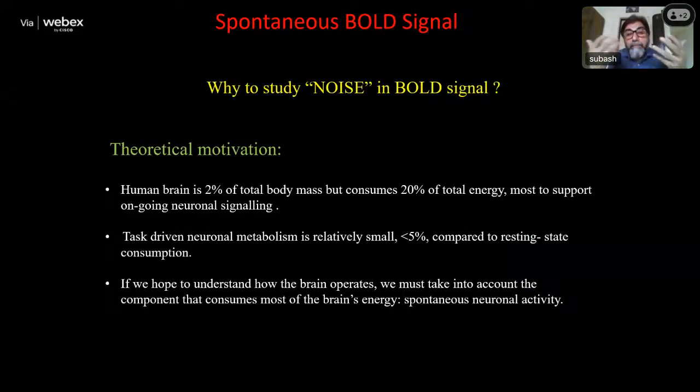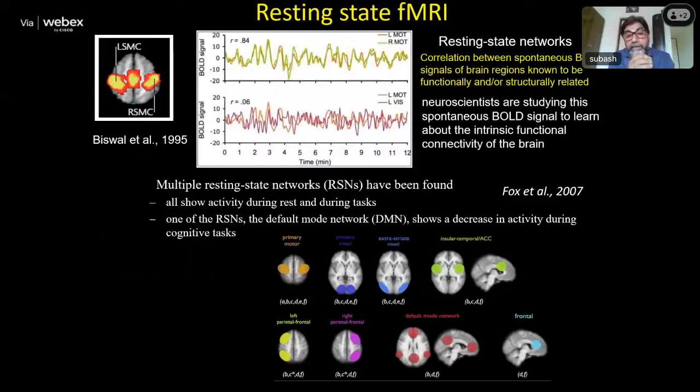So what is the motivation behind studying noise in the BOLD signal? We know the human brain is 2% of total body mass, but consumes about 20% of the total energy, mostly to support ongoing neuronal signaling. So that means the brain consumes almost 20% of the total energy of the body, and looking at the weight of the brain, which is much less than the body, it consumes 20% of the total energy.